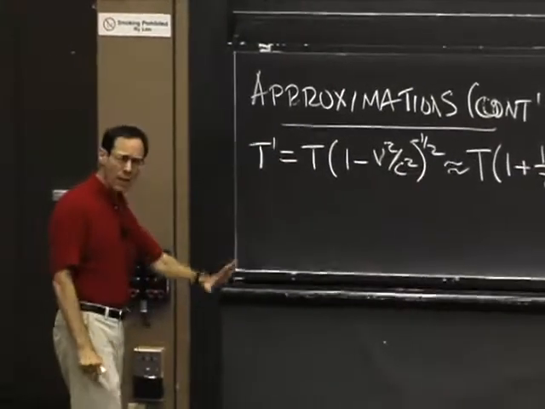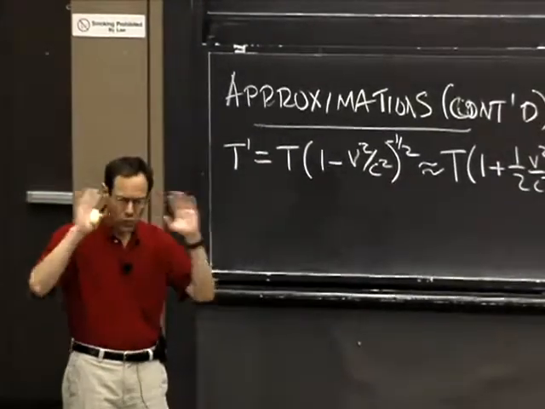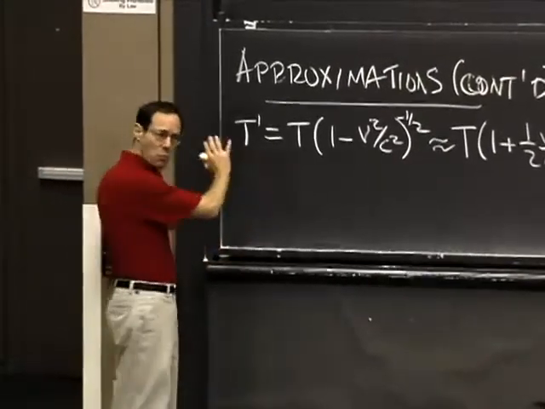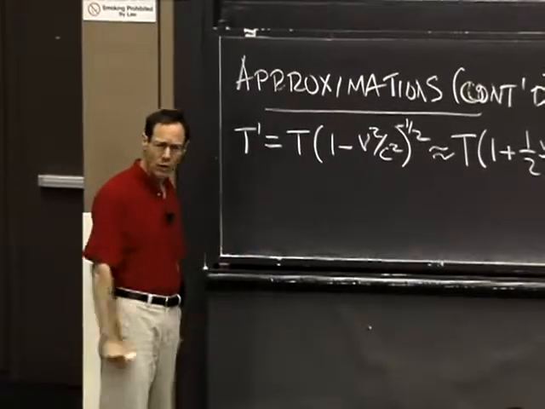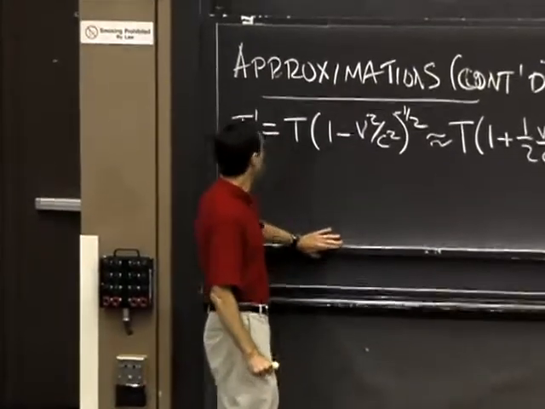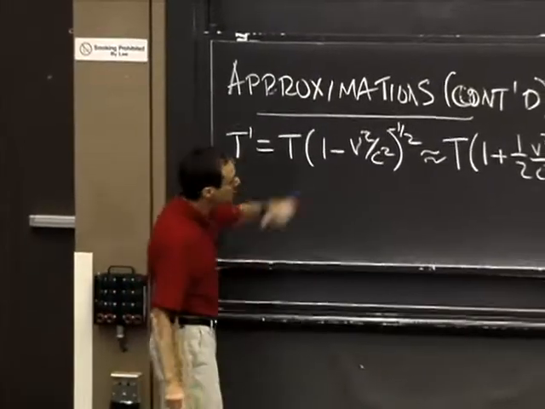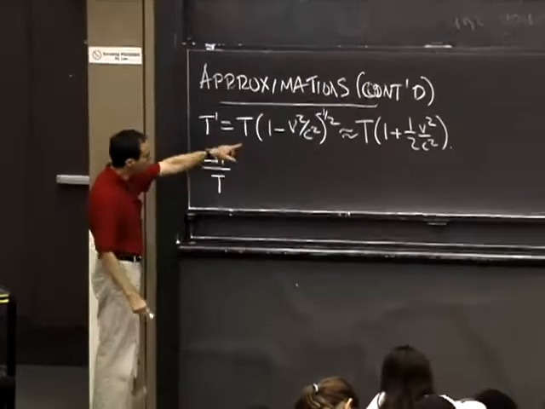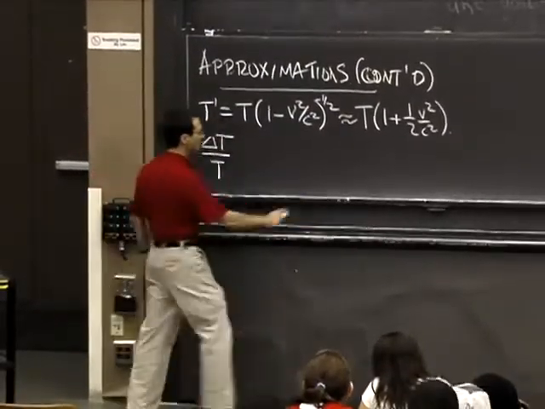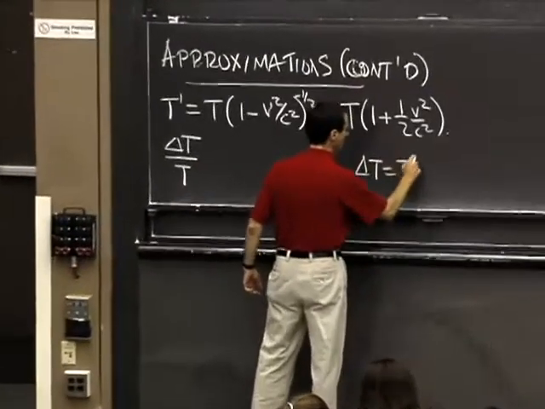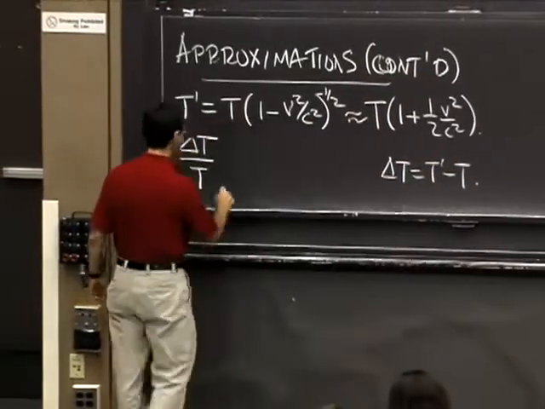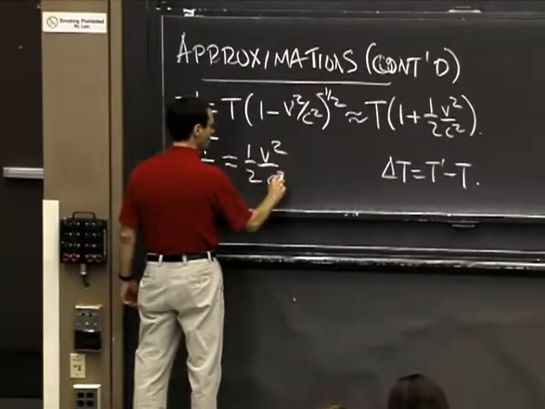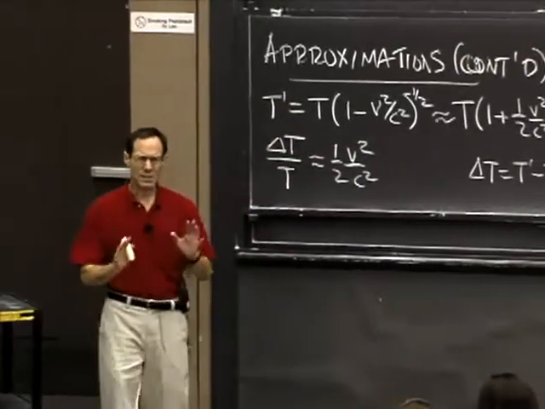Now, the point I want to reiterate is why this is a useful way of thinking of things, and why this comes up in real life, why this is maybe more important than everything that I've taught you technically so far. So first of all, what this is telling us is the change in t divided by t. If you do the arithmetic here and subtract t, that is, the change in t is t prime minus t here. If you work that out, this is approximately the same as a half v squared over c squared.